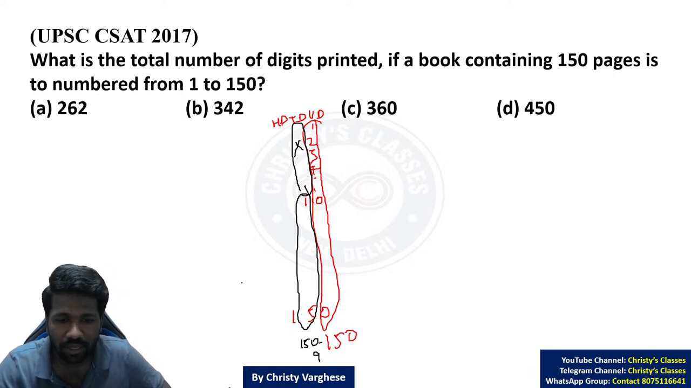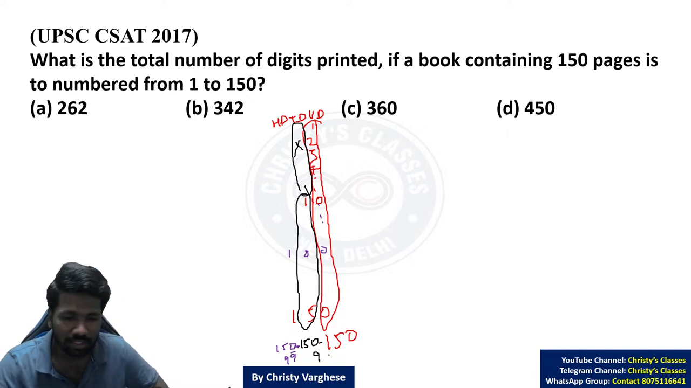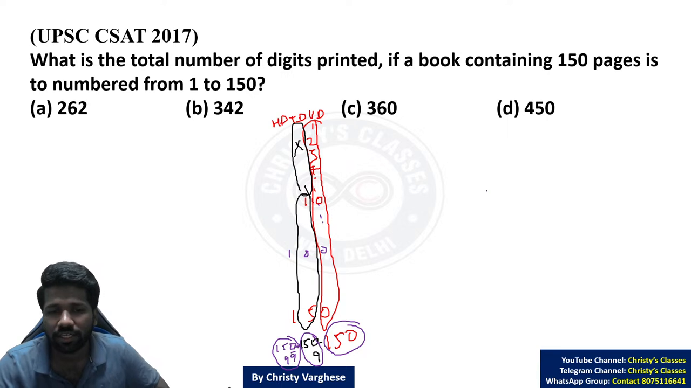Similarly, hundreds digit, if you analyze, starts from 100 onwards. Up to 99, no hundreds digit, 100 to 150. So that is 150 minus 99. Why 99? Because the first 99 numbers do not have a hundreds digit. So 150 unit digits, 150 minus 9 tens digits, 150 minus 99 hundreds digits, added you will get the total number of digits.